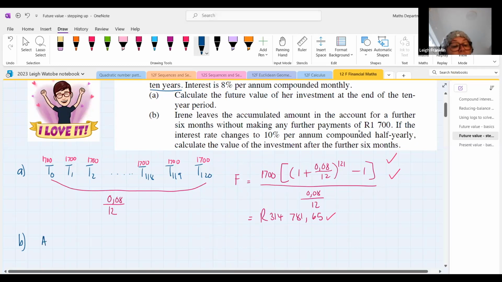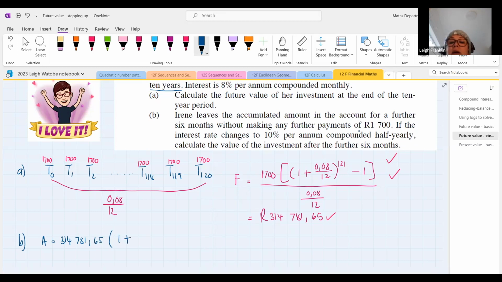Okay, so we would say A equals P, which would be our 314,781.65, times (1 plus our interest rate, which is now 10% per annum compounded half yearly, so 0.1 divided by 2). If it's compounded half yearly and she leaves it in the account for 6 months, what is the exponent on my bracket?